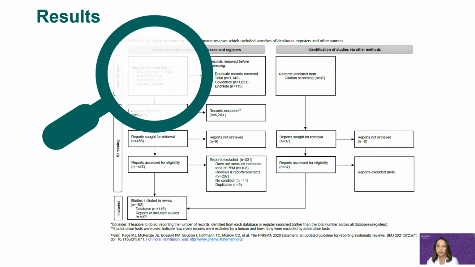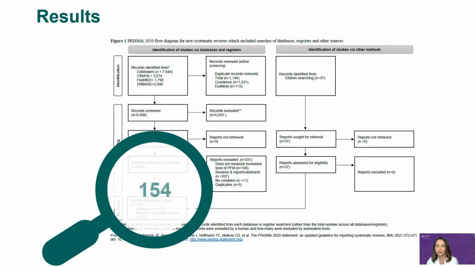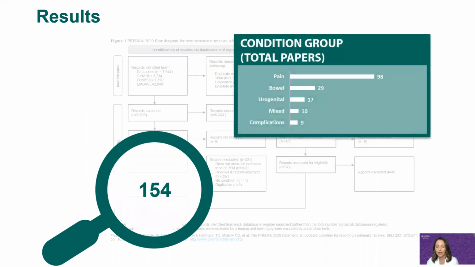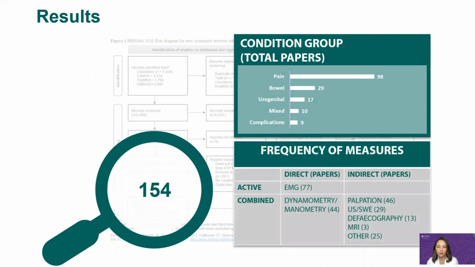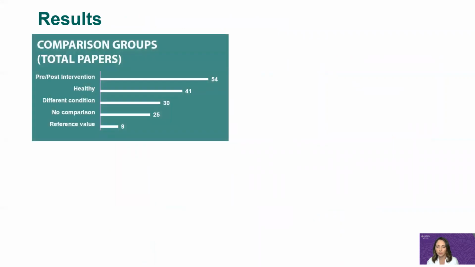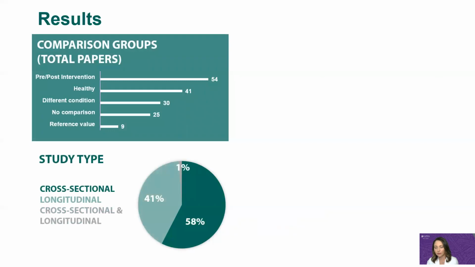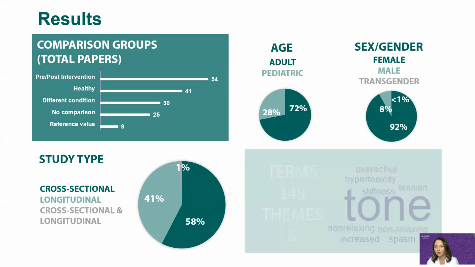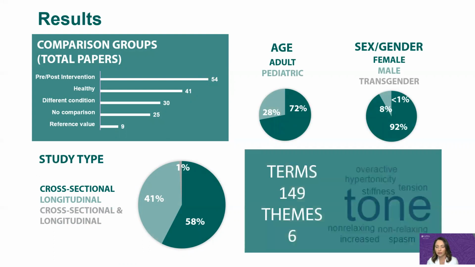Here are the PRISMA search results. 7,844 papers were identified, and ultimately 154 papers were included for data extraction. Of these, most studied pain conditions, and most used tools that are indirect combined measures of tone, such as digital palpation and ultrasound. Most papers used pre- and post-intervention outcomes as their comparison. 58% were cross-sectional studies. Adults and females were studied most frequently, and 149 terms were identified and categorized into 6 themes.